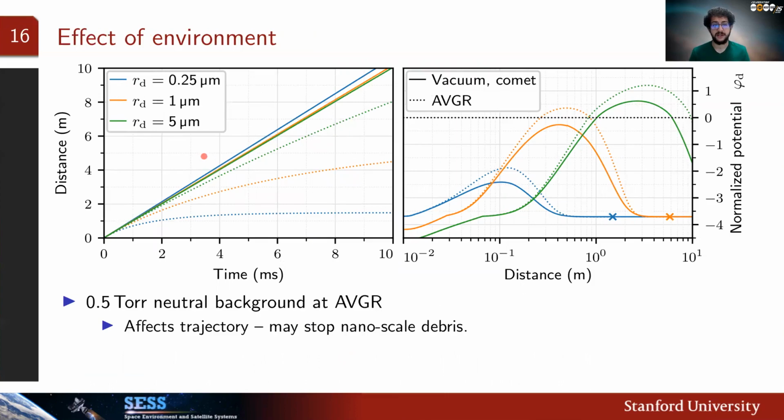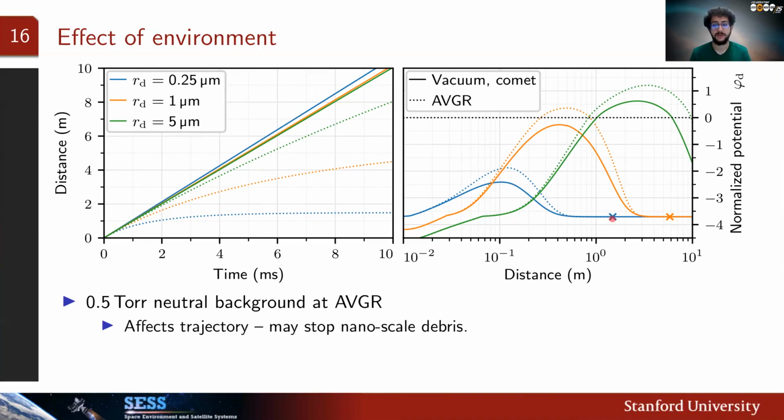We next look at the effect of the ambient environment, comparing complete vacuum and outgassing comet and the partial vacuum at AVGR. The neutral density around a comet is too low to appreciably affect things, and the results from a comet are indistinguishable from the complete vacuum. However, the neutral background at AVGR has a significant effect on the predicted trajectories and surface charge and potential. First, we notice that drag due to the neutral background is sufficient to significantly decelerate or even stop debris, and stopping is indicated by an X on this plot.